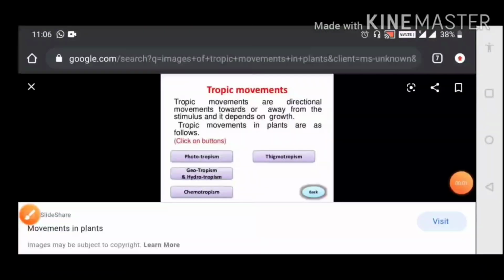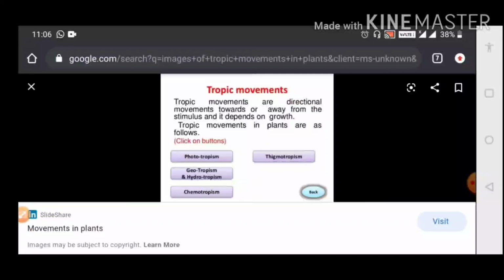So students, let us know what tropic movements are. The word tropic actually means direction, like you have studied Tropic of Cancer, Tropic of Capricorn. So tropic means direction. It is different from the word trophic, like in the last chapter on nutrition you studied autotrophic, heterotrophic. That spelling is T-R-O-P-H-I-C. Here it is tropic. So tropic means directional and trophic means nutritional. Come back to the topic, tropic movements.